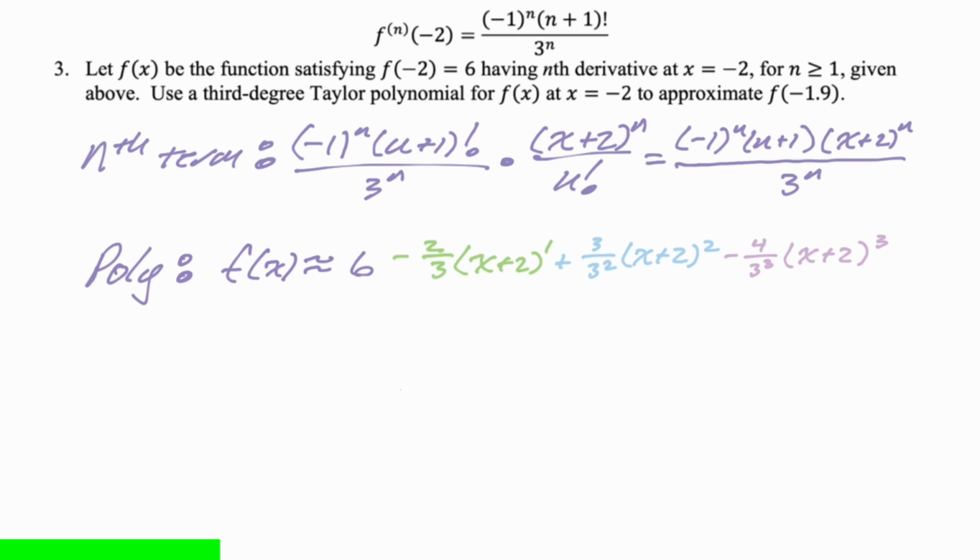Now we're just going to plug in negative 1.9. We're not even going to simplify it, though. Negative 1.9 plus 2 is just 1/10. So I'm just going to rewrite that as 1/10, and I'm going to leave it in powers. I'm not going to do anything with that.